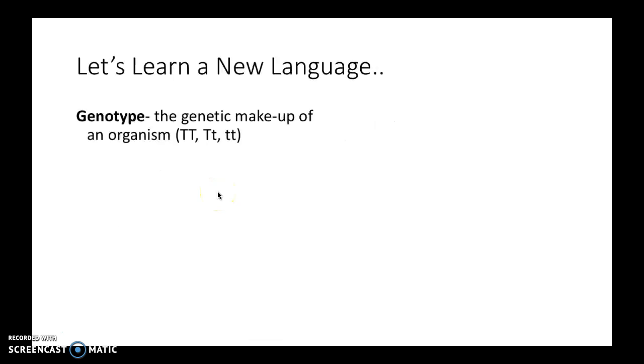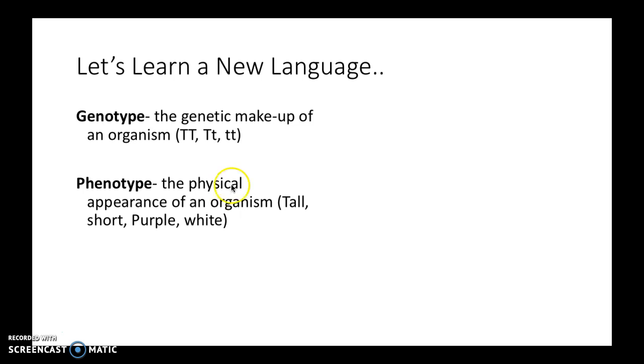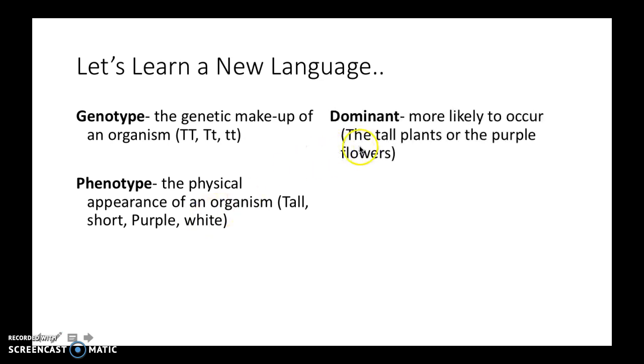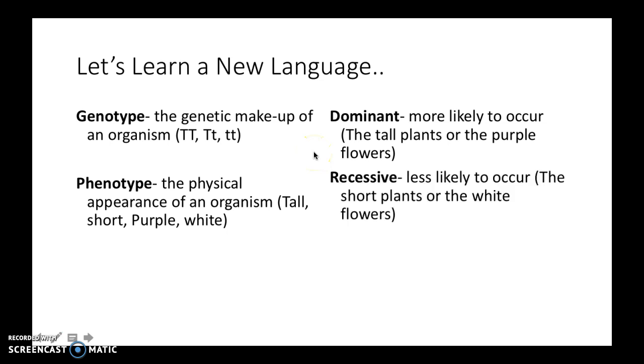Review the vocabulary: genotype and phenotype. Genotype, genetic makeup represented by 2 alleles. Phenotype, the physical trait: tall, short, purple, white. Dominant, what's most likely to occur? Again, if you have the dominant allele, you have the dominant trait. Recessive, what's less likely to occur? Remember, you must have 2 recessive alleles in order to have a recessive trait.